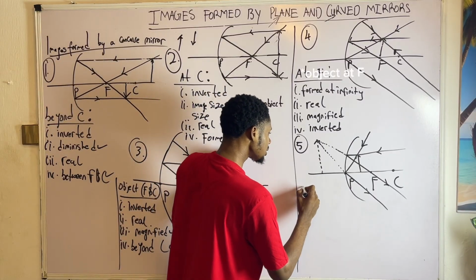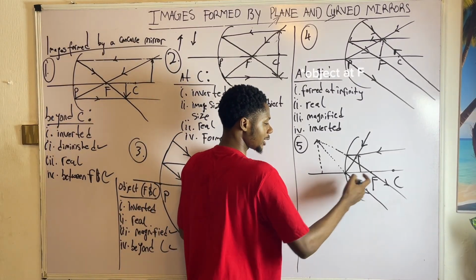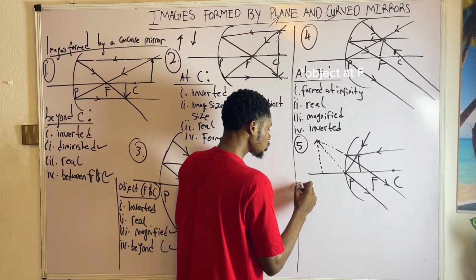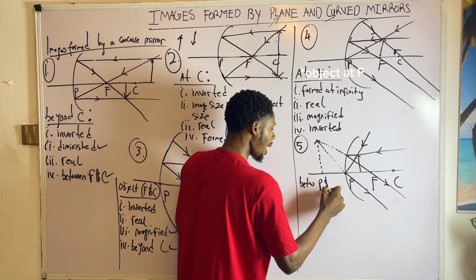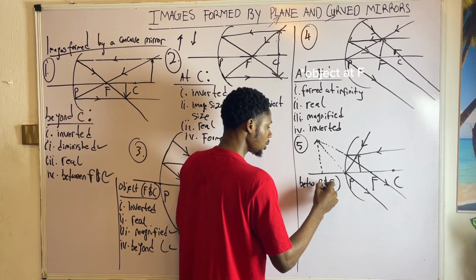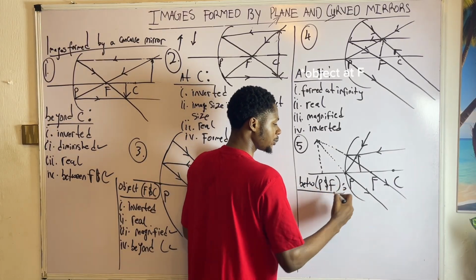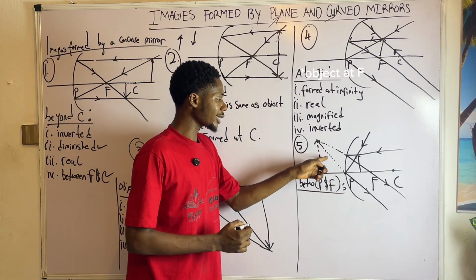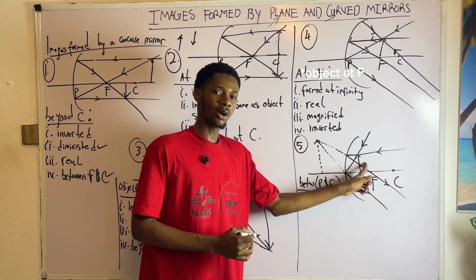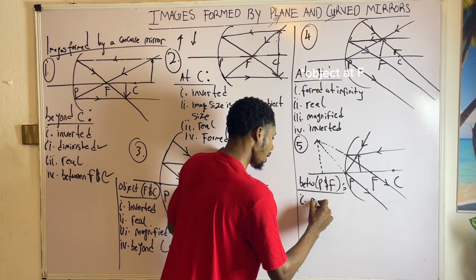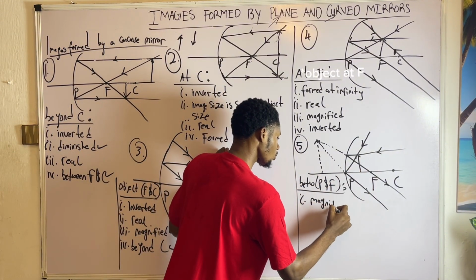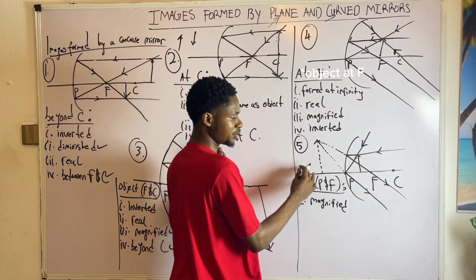When it is placed between P and F, what are the properties? We notice that the image is bigger than the object. So it is magnified. Roman figure 1: it is magnified because it is bigger.